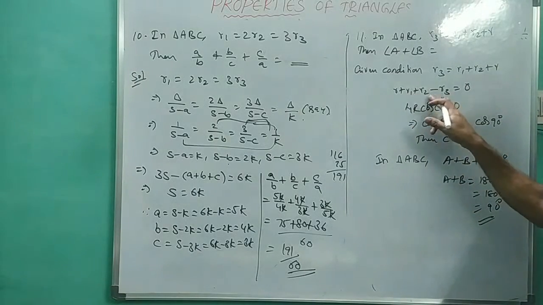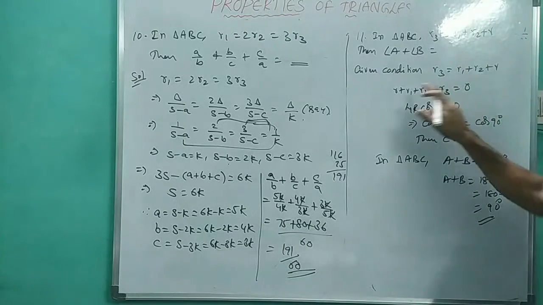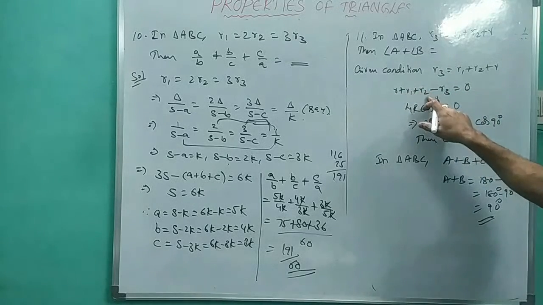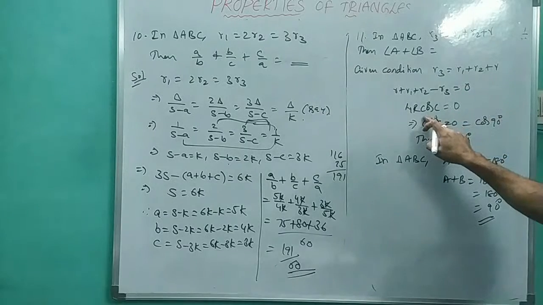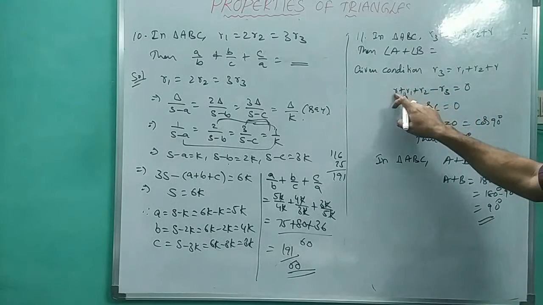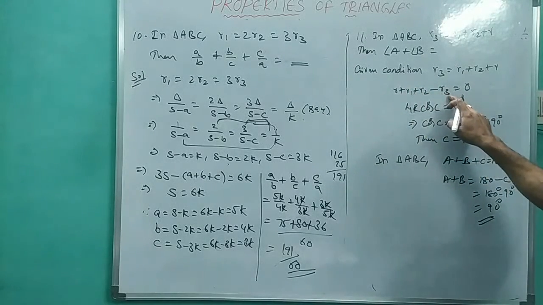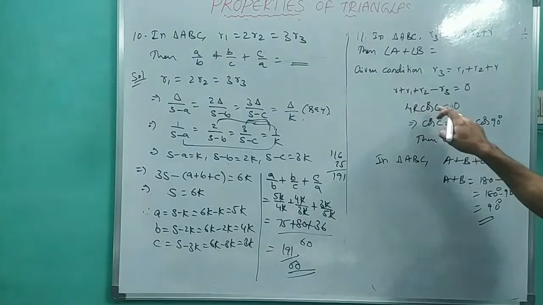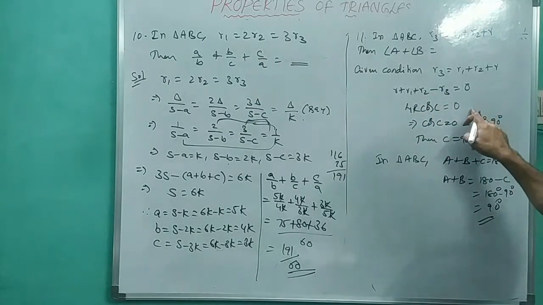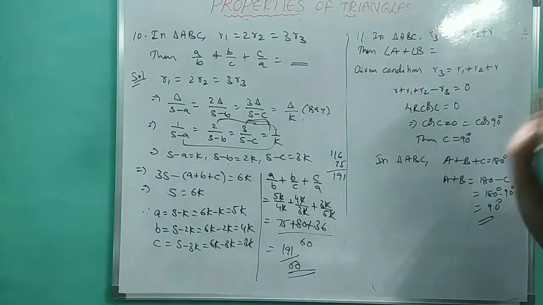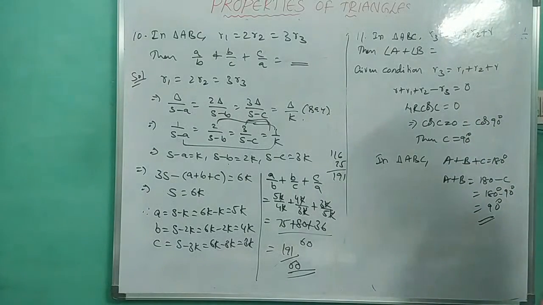r plus r1 plus r2 minus r3 equal to 0. Suppose r plus r1 plus r3 minus r2, that is 4R cos B. Suppose r plus r2 plus r3 minus r1, then we can take 4R cos A. So these values will be equal to 0. Then to find angles A, B, C, note down these problems.